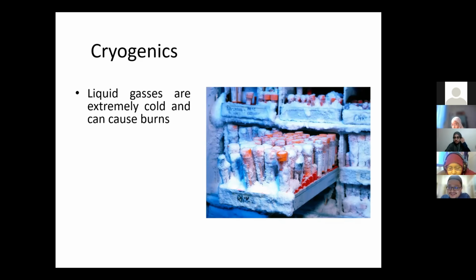Kenapa awak rasa dia damage? Sebab dia nampak macam tak simpan dengan clean kan. Dia ada macam putih-putih tu. Putih-putih tu sebab dia very cold. All those white things are ice.